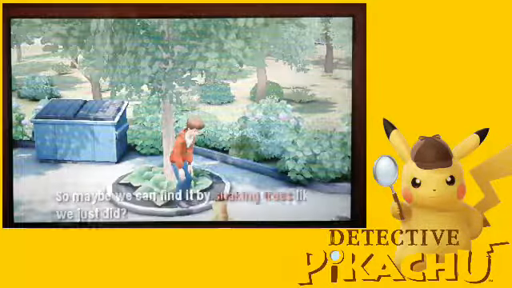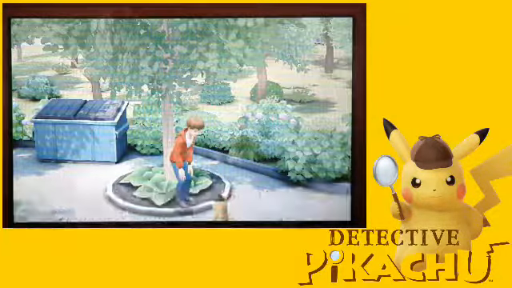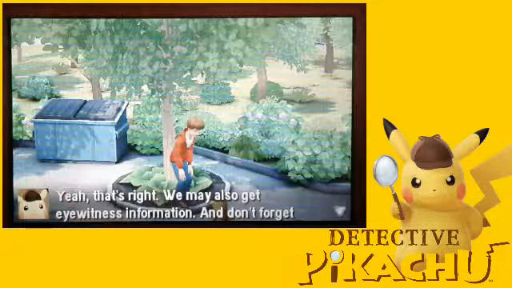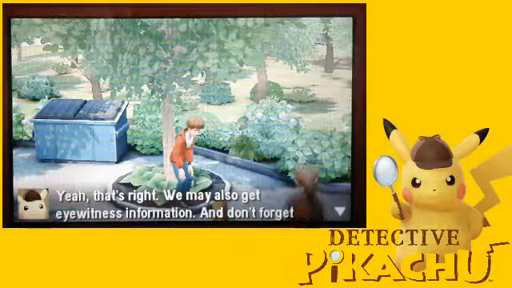It must be in some other tree, so maybe we can find it by shaking trees like we just did. Yeah, that's right. We may also get eyewitness information.